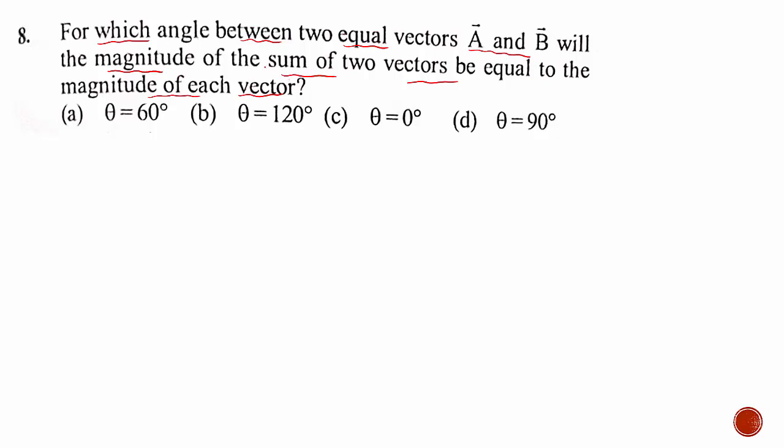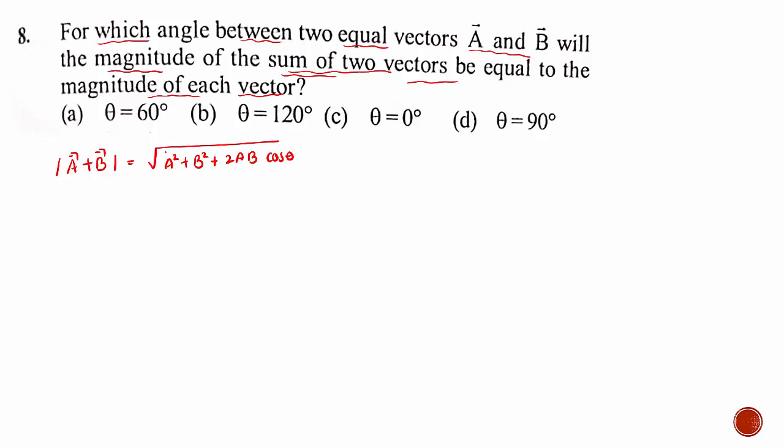You can observe here the sum of two vectors means I can take mod of A plus B is equal to, we know the formula for magnitude of resultant of two vectors, that is square root of A square plus B square plus 2AB cos theta. This equation we already studied, right? So now here we are going to find at what angle the sum of these two vectors is equal to the magnitude of each vector.